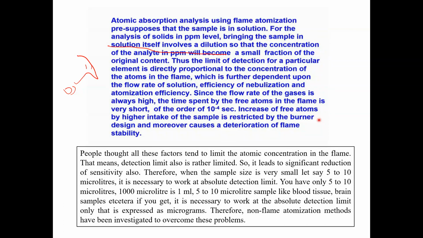Thus the limit of detection for a particular element is directly proportional to the concentration of atoms in the flame, which further depends on the flow rate of solution, efficiency of nebulization and atomization efficiency. This whole discussion is about flame AAS. Since the flow rate of the gases is always high, the time spent by the free atoms in the flame is very short, of the order of 10 raised to minus 4 seconds, right? So an increase of free atoms by higher intake of sample is restricted by the burner design and moreover causes a deterioration of flame stability.